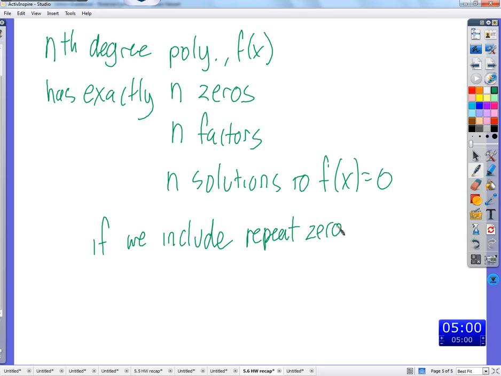repeat zeros. What do I mean by repeat zeros? Two negative ones. So that polynomial you were talking about is going to have an x plus 1 factor and an x plus 1 factor again, and then, you know, whatever else. Two of the same zero, repeat zeros. And one other thing, repeat zeros and imaginary zeros. So if we include repeat zeros and imaginary zeros, every polynomial of degree n has n zeros, n factors, n solutions to f of x equals 0.